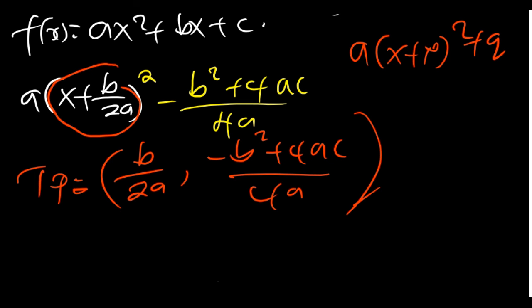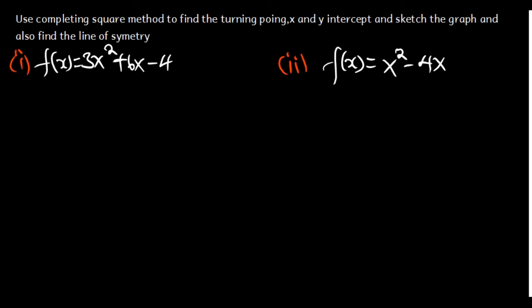So let's say we have a question. They are saying use the completing square method to find the turning point, x and y-intercepts, sketch the graph, and also find the line of symmetry. So we have the first question here. The first point we said is to factor out the a. If I factor out a here, which is 3, I'm going to have x squared plus 2x minus 4 over 3.